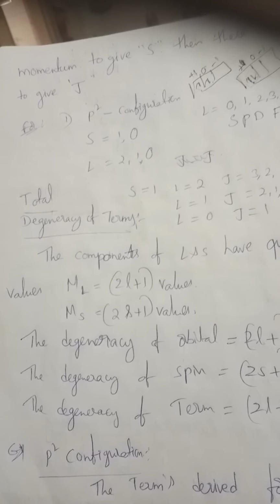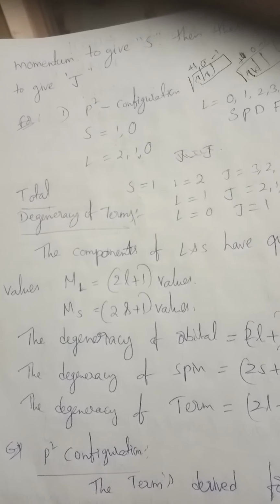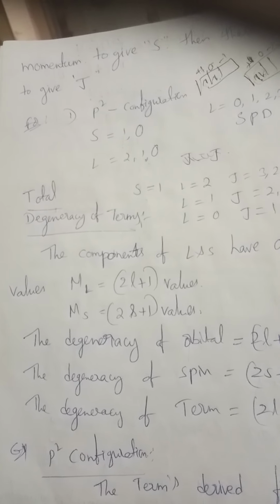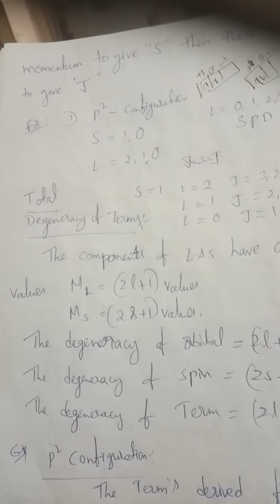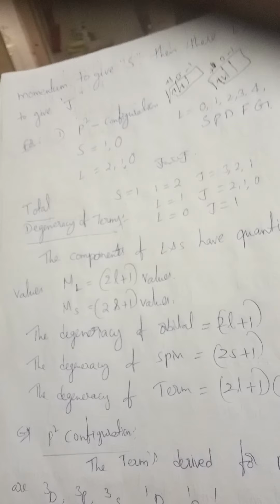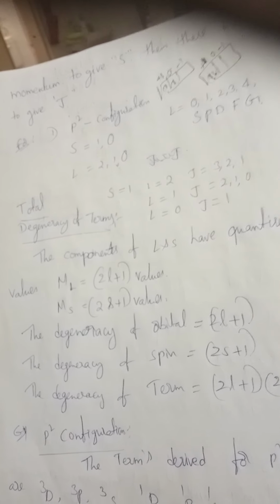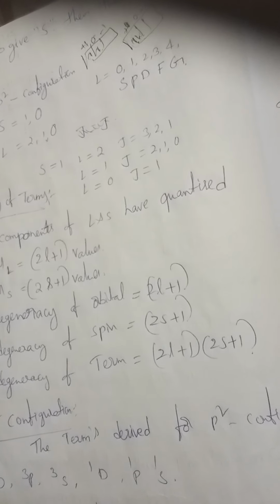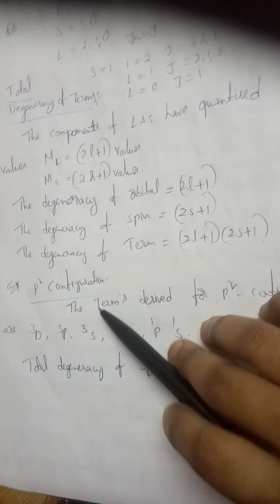Okay, so here the degeneracy of the particular orbital is 2L plus 1, and the degeneracy of spin is 2S plus 1. Again, the total degeneracy of the particular term is (2L plus 1) into (2S plus 1). How can we calculate these terms? For example, take the p2 configuration. The terms derived from the p2 configuration I already did in the previous class. The term symbols for the p2 configuration include triplet P.